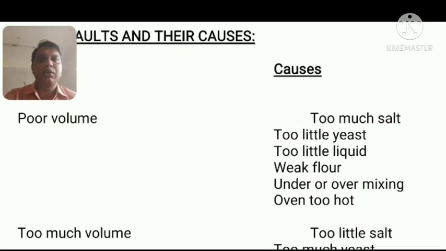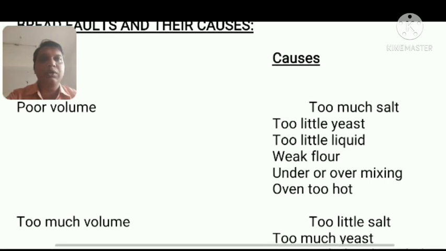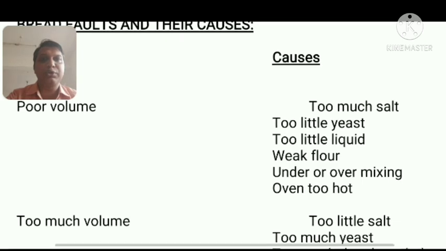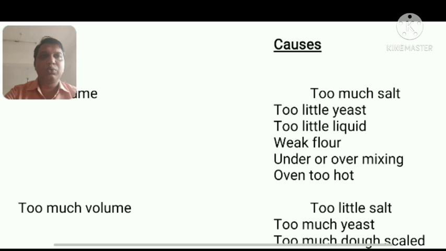So the reasons for getting a poor volume: either you have put in too much salt, and that salt has killed the yeast so it is not able to work properly. Or you have put in too little yeast, which is very important. If the yeast is not up to the standard recipe, it cannot produce the proper CO2, which leads to poor volume. Too little liquid with weak flour means you have not given enough liquid to the weak flour, so it cannot develop the protein strands that trap the CO2.